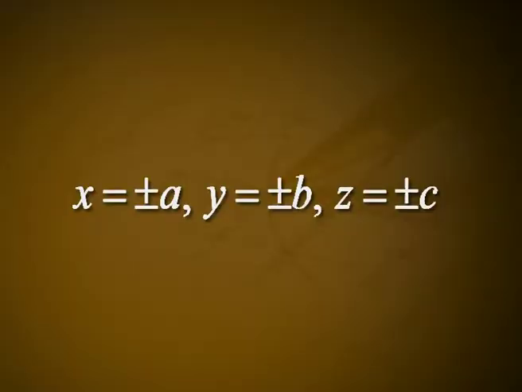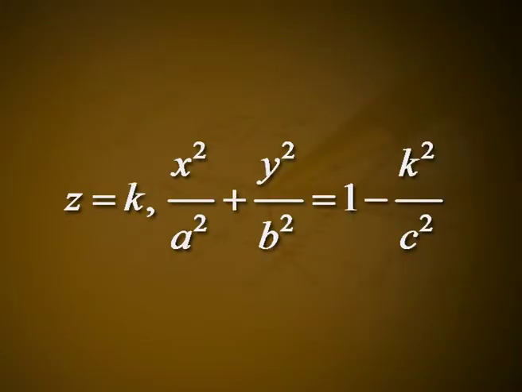Also, the x coordinate of any point on this surface cannot numerically exceed a, for otherwise the first term in 2 would be greater than 1, and thus either y or z will be imaginary. Similarly, the y coordinate and z coordinate of any point cannot numerically exceed b and c respectively. Therefore, the surface is bounded by the planes x is equal to plus or minus a, y is equal to plus or minus b, z is equal to plus or minus c. That is, the surface is closed.